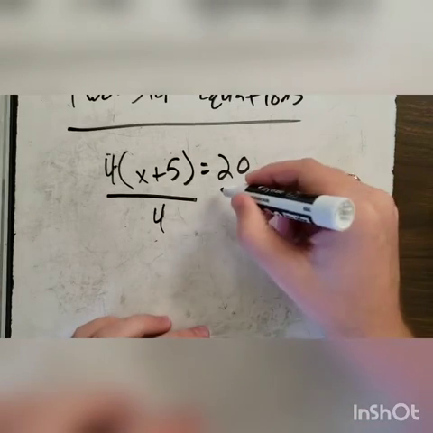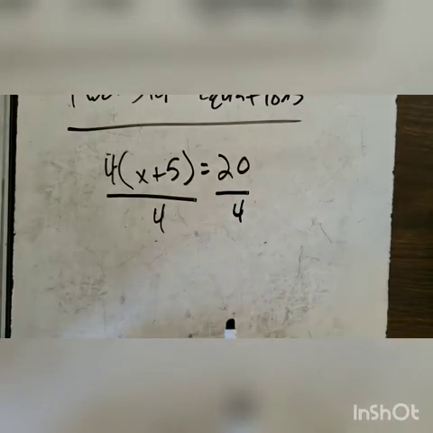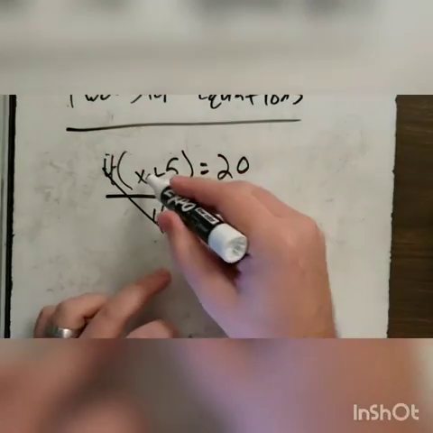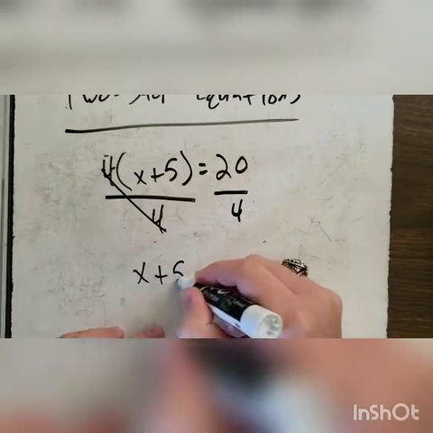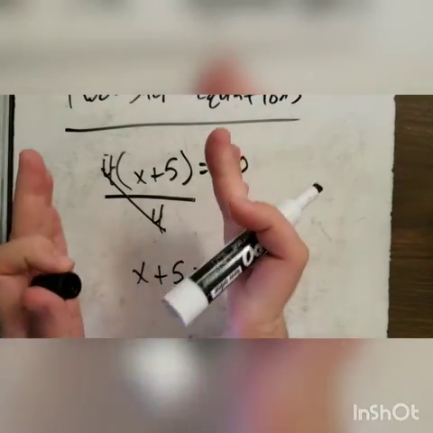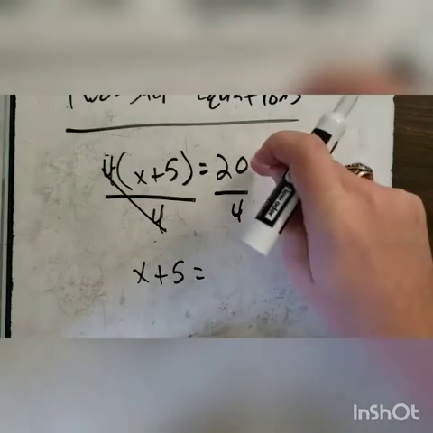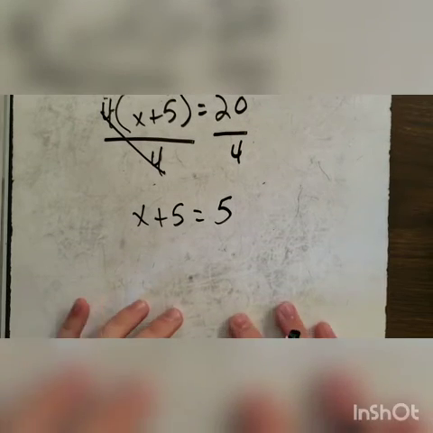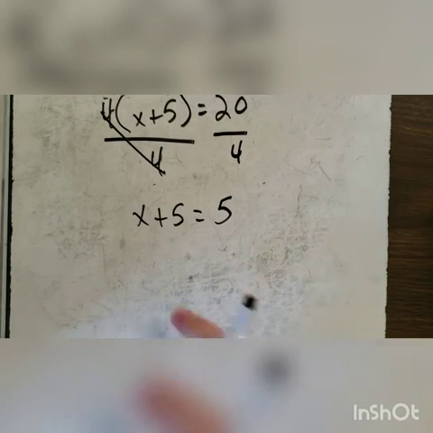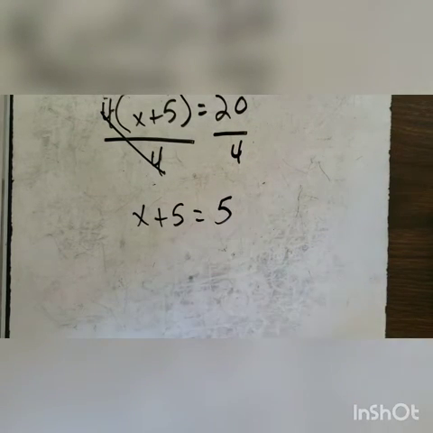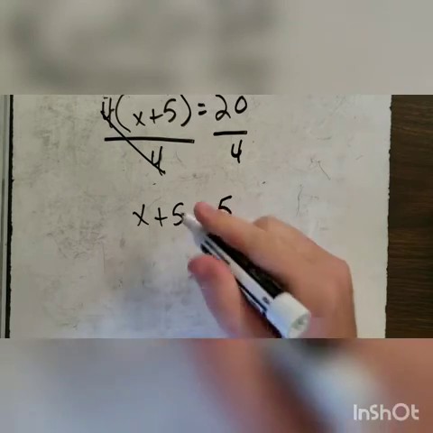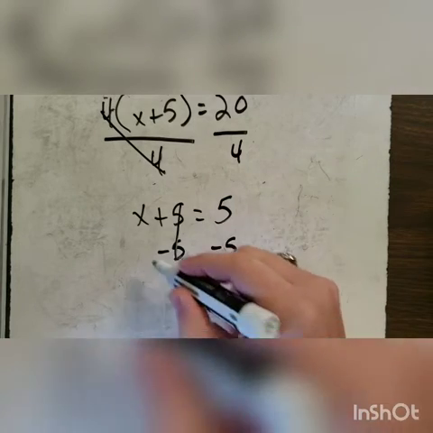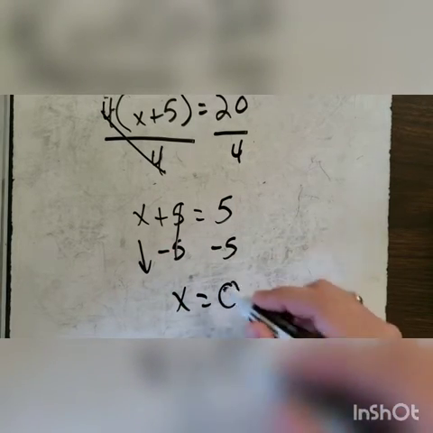And you can do that to the other side. Divide this side by 4. Now when you do that, your numbers on here cancel out. And now you bring down what's left in the parentheses. That whole thing just comes down here. And then do the math. 20 divided by 4 is 5. Now we have a simple problem here. A one-step equation, x plus 5 equals 5. Well, get rid of our 5. It's plus 5. Do the opposite. Minus 5, minus 5. Bring down our x, and x equals 0.